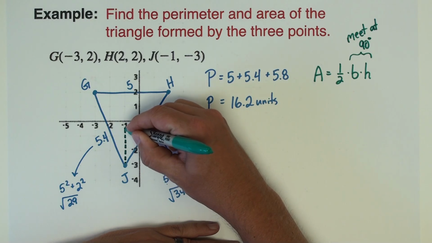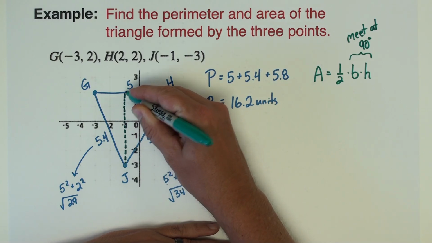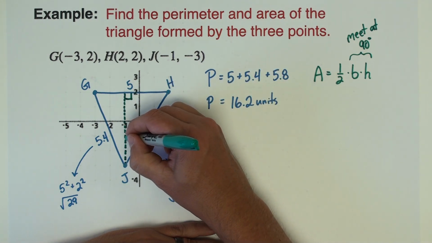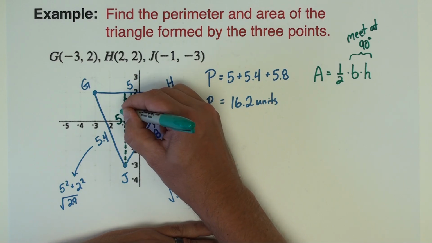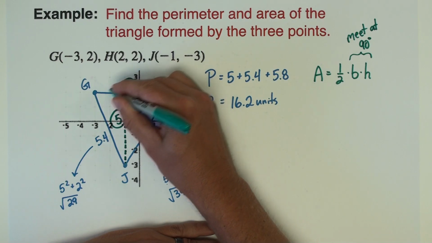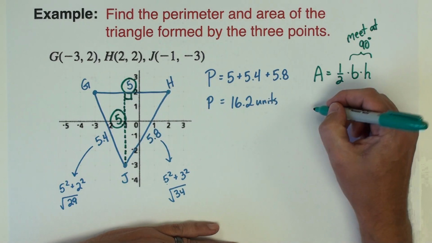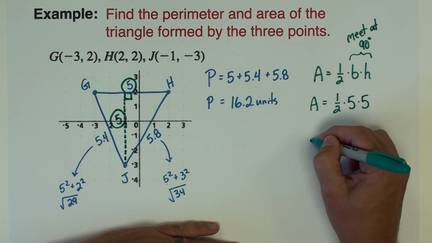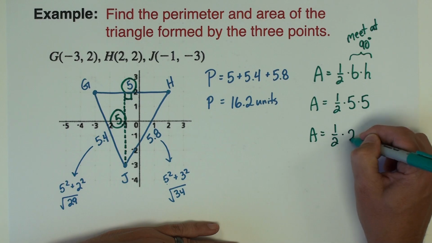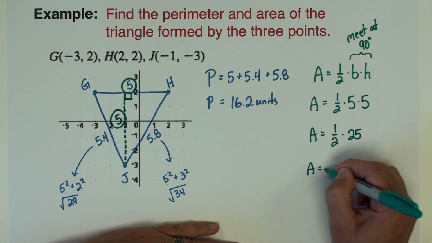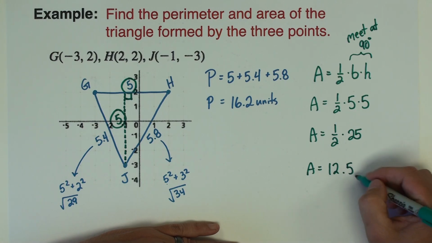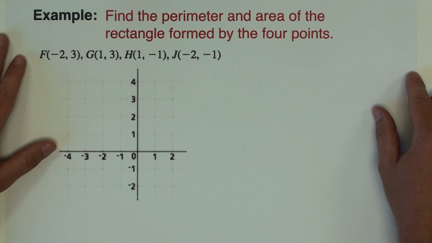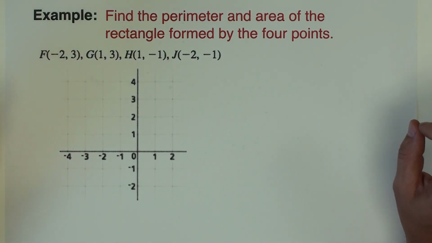I can come straight up from point J to that segment and make a 90-degree angle. And that is 1, 2, 3, 4, 5. So my base and my height are these two segments, and they're 5 and 5. So my area is half of 5 times 5. 5 times 5 is 25, and half of 25 is 12.5. Area has square units.